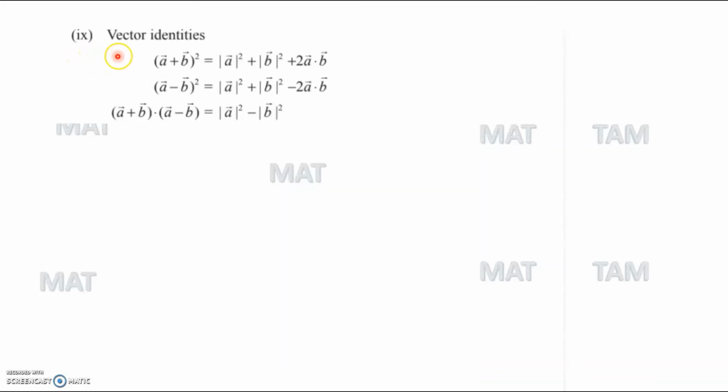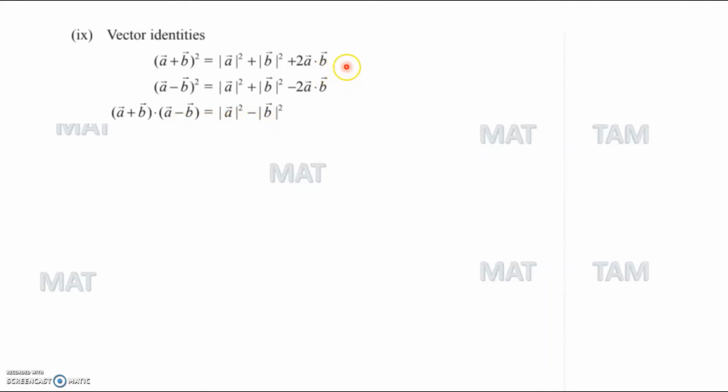As our ninth case, we can describe vector identities in the following manner. Let's take the first case, which is (a + b) squared, which can be written as magnitude of a squared plus magnitude of b squared plus 2 times a dot b. Similarly, if we change the sign to minus, it will follow the same pattern, just like the (a - b) squared formula. Similarly, (a + b) dot (a - b) is equal to magnitude of a squared minus magnitude of b squared.